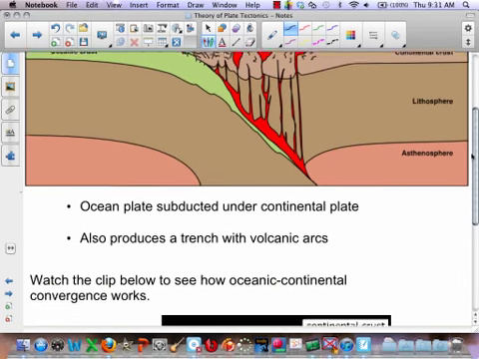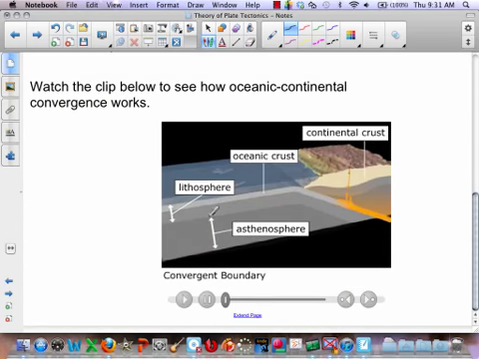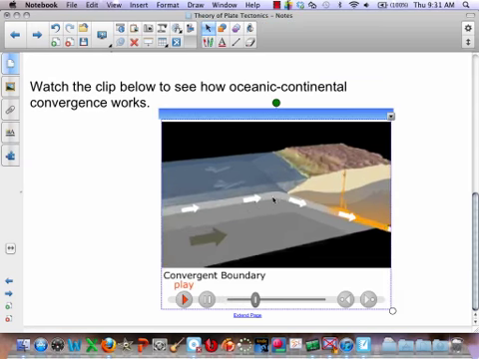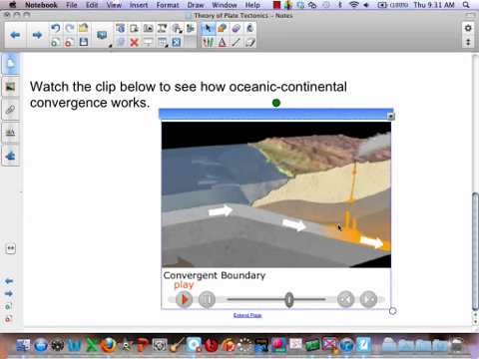Examples of that, we'll see right here. So as that ocean plate is being subducted, you're getting a melting of the crust that then wells up and creates these volcanoes.